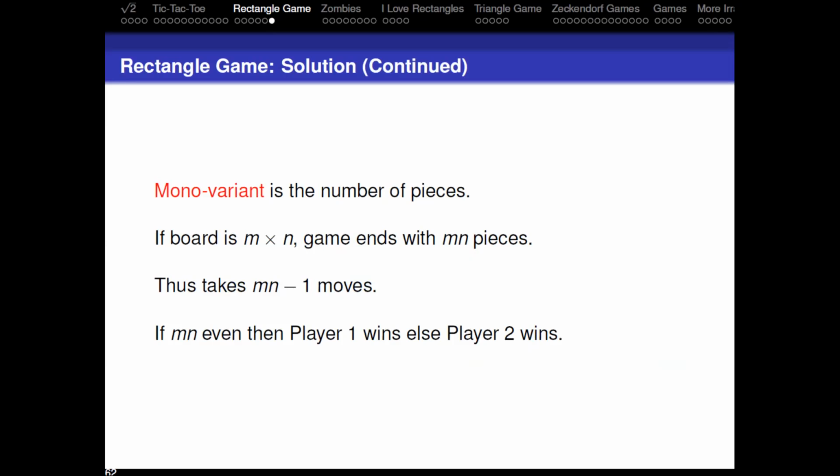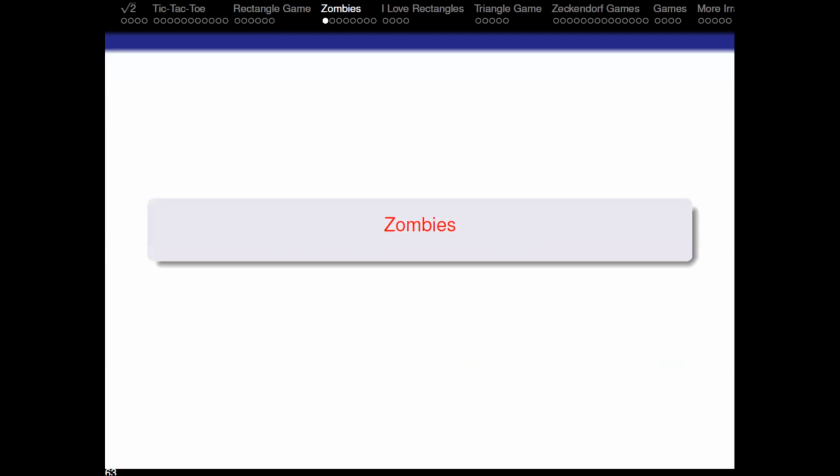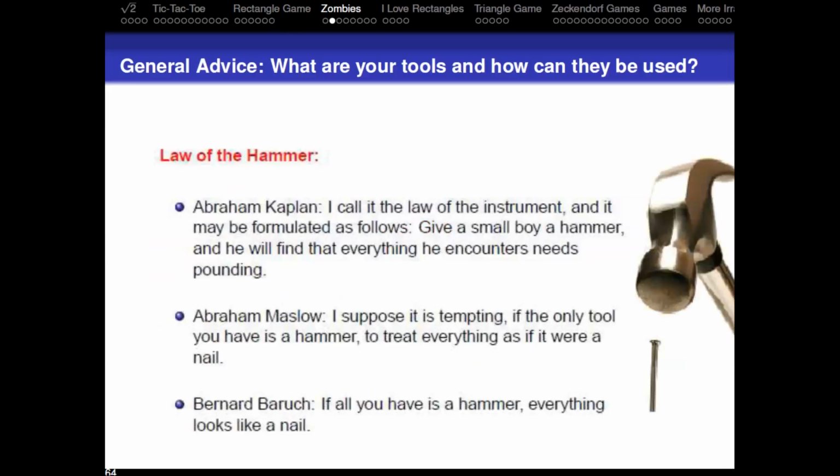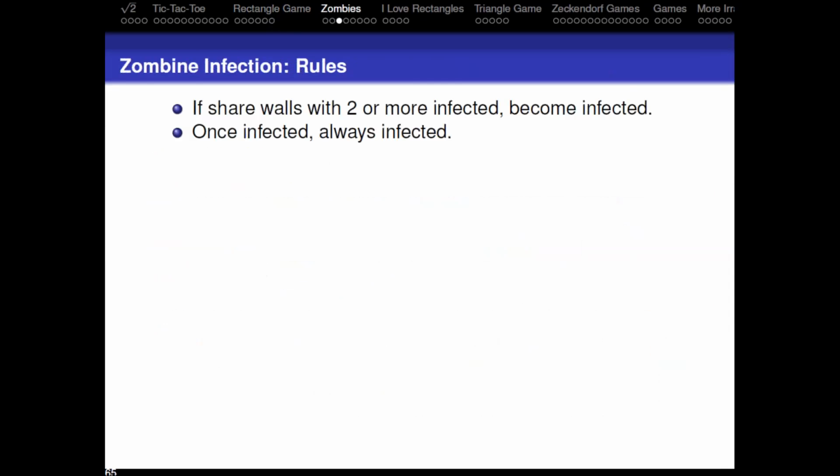And so if the board is m by n, you have m times n pieces. It takes mn minus 1 moves. If mn is even, then you're going to end on player 1. Otherwise, you end on player 2. So this is the power of looking at a monovariant. We're going to look at another thing called the zombie game. And this is going to be another game where the monovariant is going to help us figure out what's going on. All right, we've talked about the law of the hammer before.